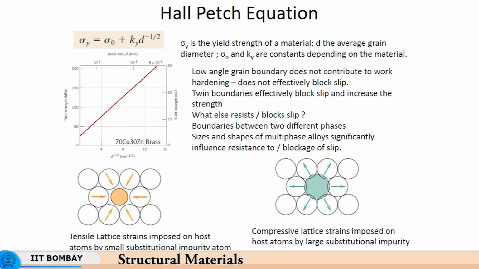So that is indicated by what is called the Hall-Petch equation, where sigma y is the yield strength of the polycrystalline material, sigma naught is a constant, and ky is also a constant, and then you have d raised to minus half. So it is inversely proportional to the square root of the grain size or grain diameter as they call it. If you idealize a grain as a sphere, then it will have a certain diameter, and that diameter affects the strength of the polycrystalline material. So smaller is the grain size, greater is the yield strength of the material.